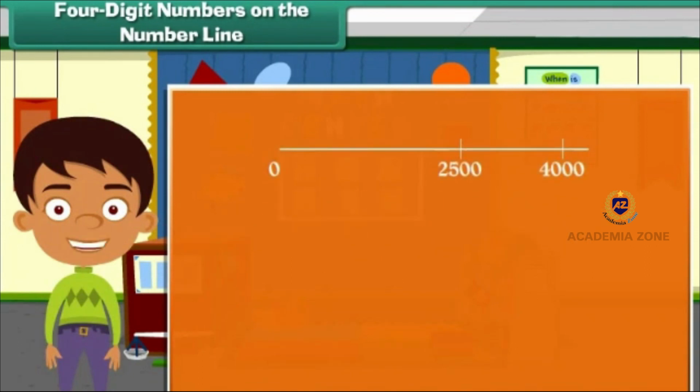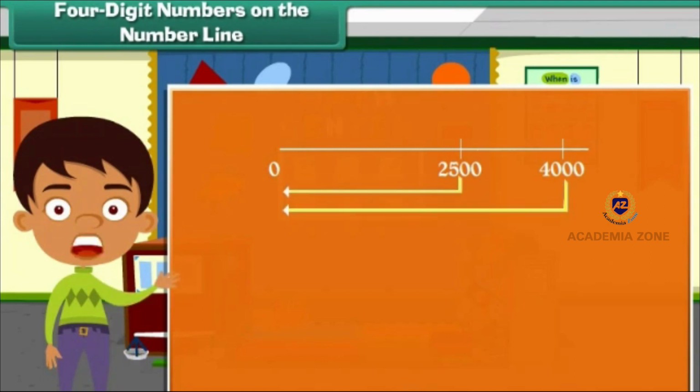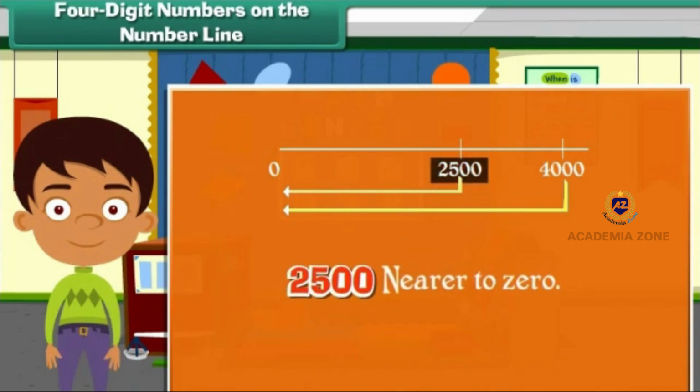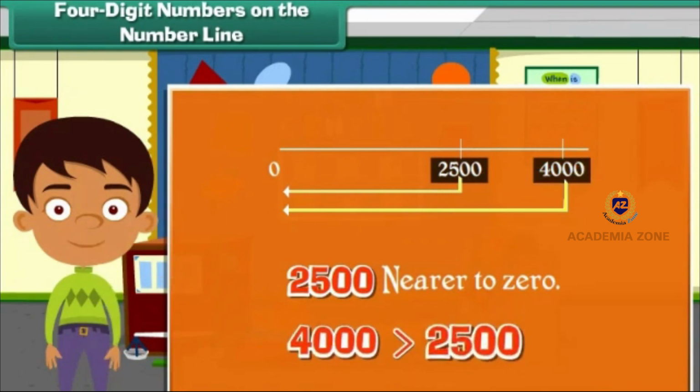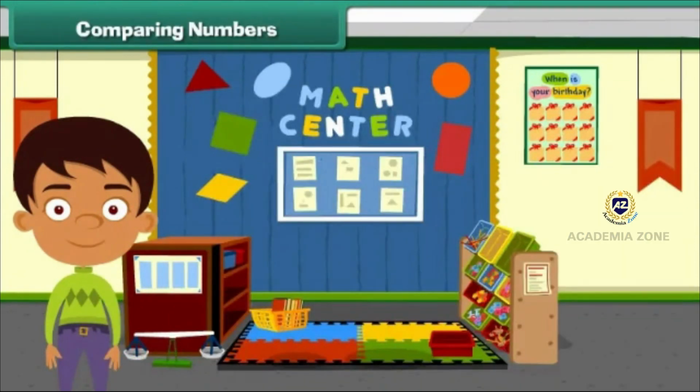Compare the positions of 4000 and 2500 on the number line. Which number will be nearer 0? Which of the two is bigger? 2500 will be nearer 0. 4000 is bigger.